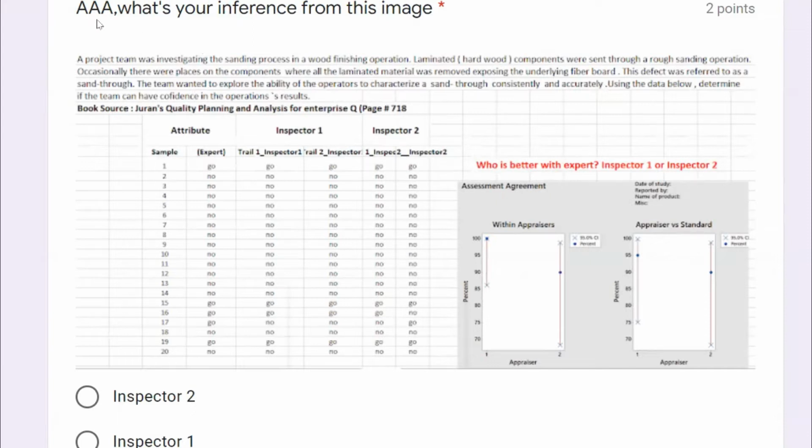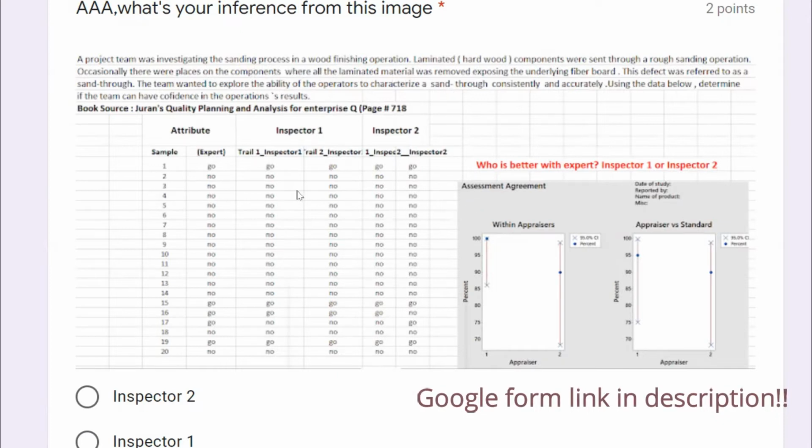So AAA, that is attribute agreement analysis. What's your inference from this image? It says that the project team was investigating the sanding process in a wood finishing operation. They investigated how inspector 1 and 2 are performing. Who is better with the expert? When you compare to the expert result, who is better? The right answer is the appraiser with the standard, that is, with the master or expert, we can call it.